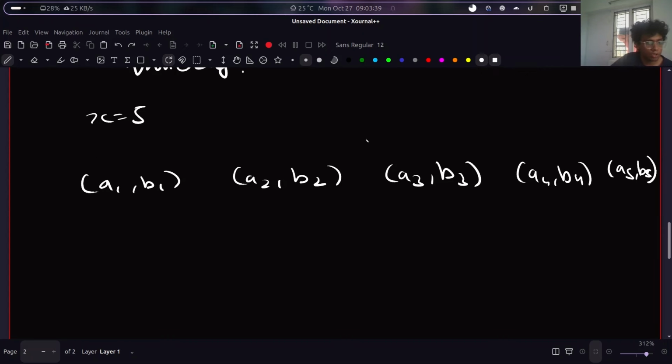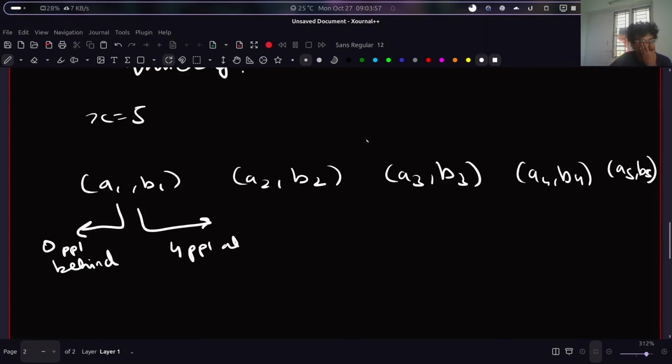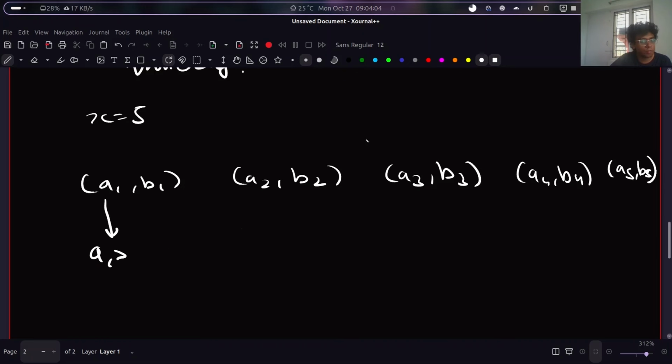This is our person 1, and at this point exactly 0 people are behind him, and there has to be at least 4 people ahead. So the condition this person needs to satisfy is that a of i must be greater than or equal to 4, and b of i must be greater than or equal to 0.